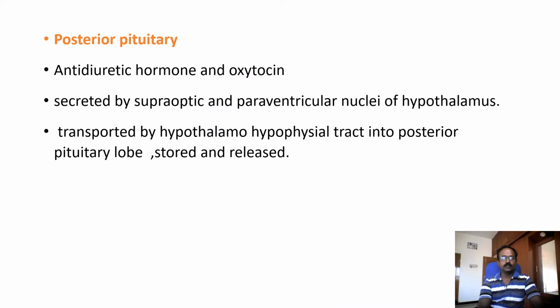The last diagram itself explains these points. The posterior pituitary releases the antidiuretic hormone and oxytocin. The ADH and oxytocin are secreted by the supraoptic and paraventricular nuclei of the hypothalamus, transported by the hypothalamo-hypophyseal tract into the posterior pituitary lobe, where they are stored and released whenever they are needed.